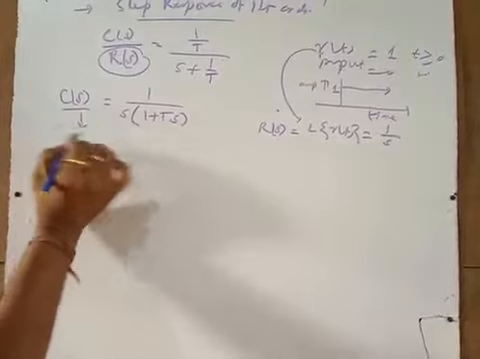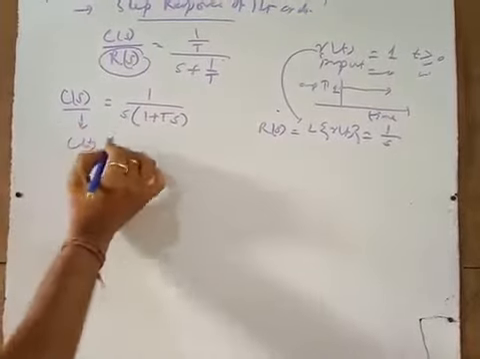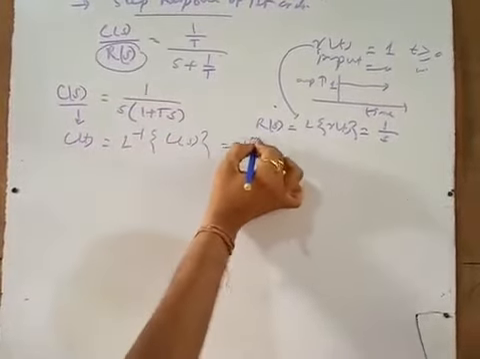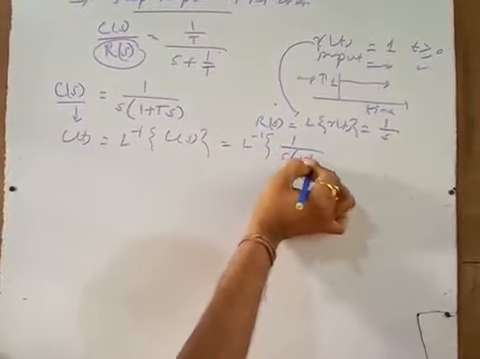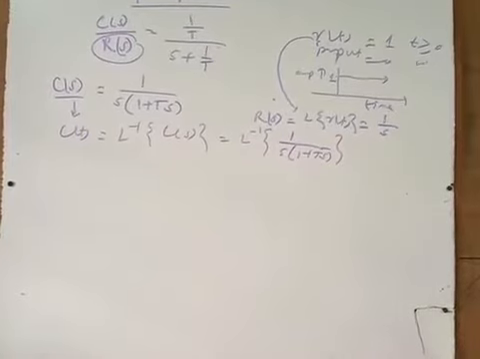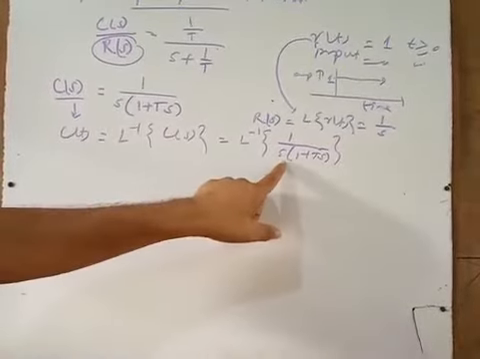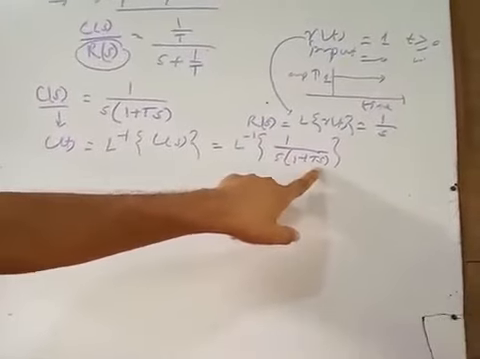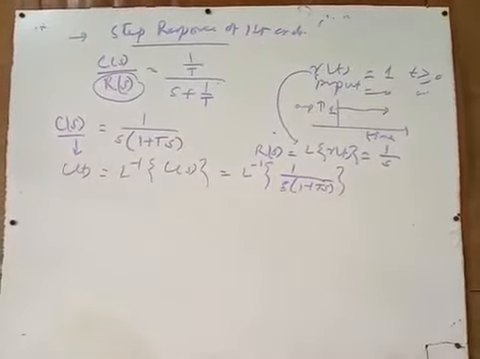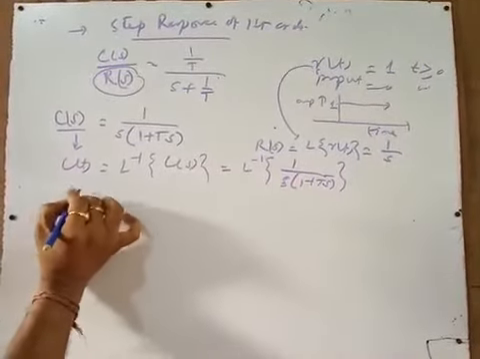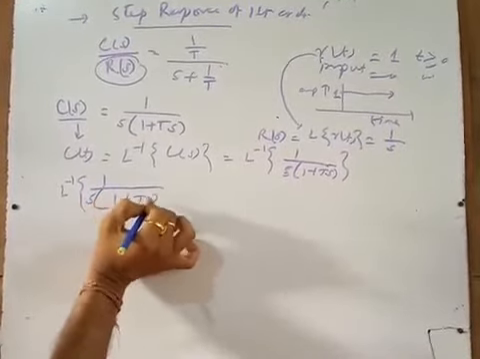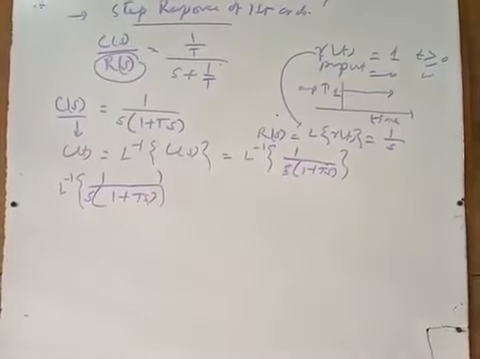Now what you have to do is get c(t). That means again you have to get the Laplace inverse of it, that means Laplace inverse of 1 by s into 1 plus Ts. So how to get it? You see, this is s into 1 plus Ts, so two factors are there in the denominator, and for simplification we use the partial fraction expansion. I will show you how to get the partial fraction expansion of it.